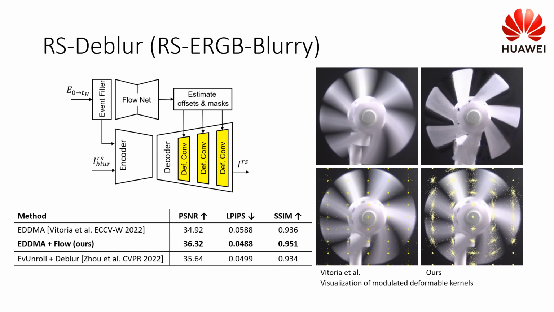As shown in the table, our method improves the deblurring performance in all metrics. Furthermore, as it can be seen on the right, our method improves the interpretability of the offsets and masks, which now follow the motion in the scene.